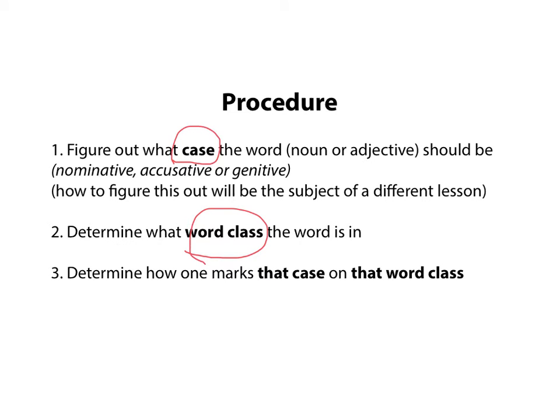What I don't want you to do when someone says, "What case is this word?" is to answer, oh, that's u, or that's dhamma. The reason you don't do that is because cases are marked differently on different word classes. And so it just mixes things up when you answer with an ending or a vowel.